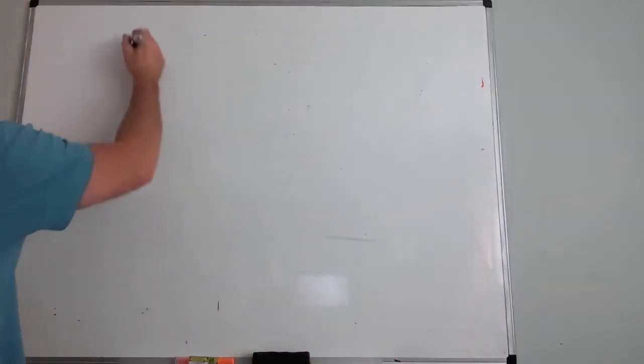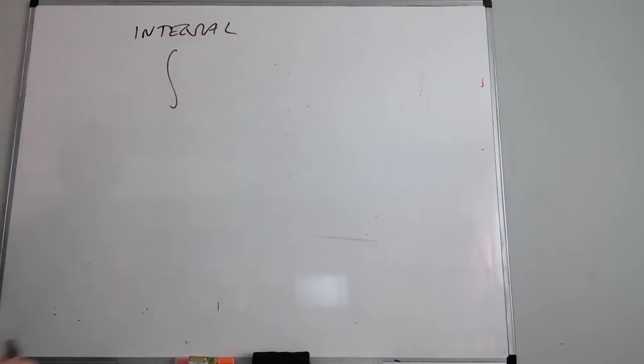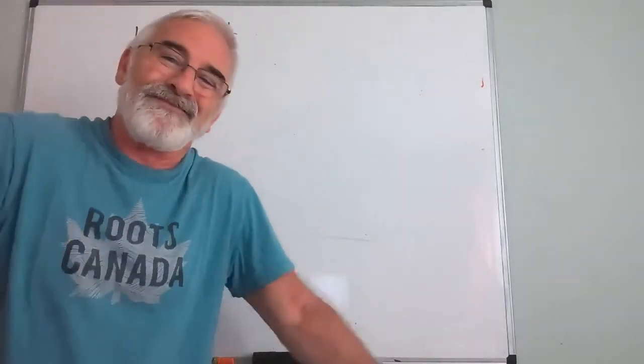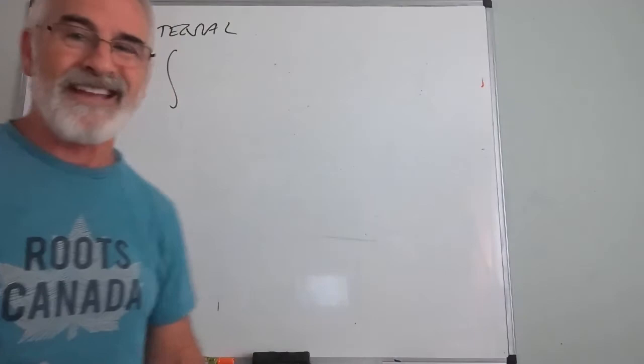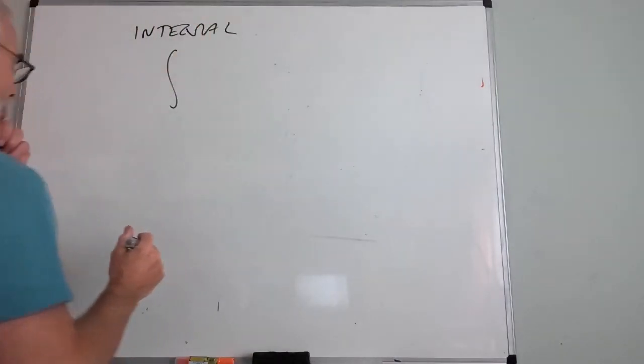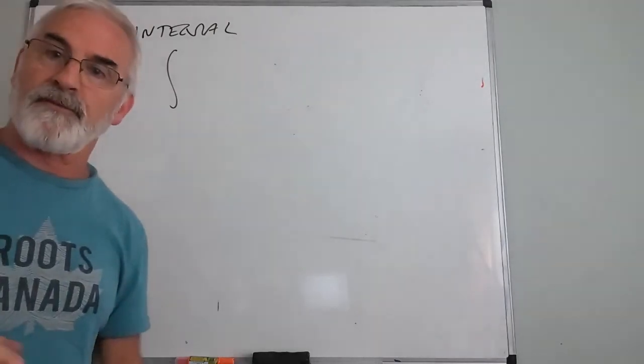Now I'm going to introduce what's called an integral. An integral is a symbol, looks like that. Some people like to call it an elongated S. If you want to call it that, that's fine. It's not an S. It's long and it's kind of curvy. The symbol means you're going to find the antiderivative of what's in there.